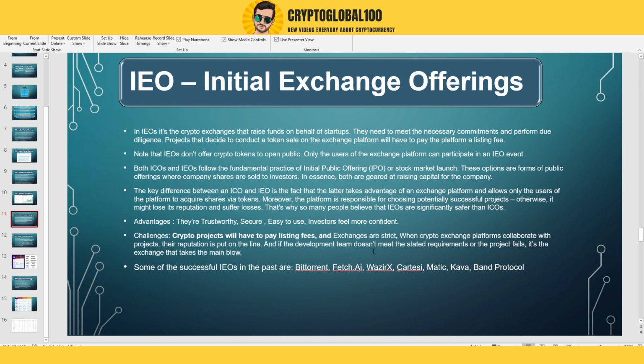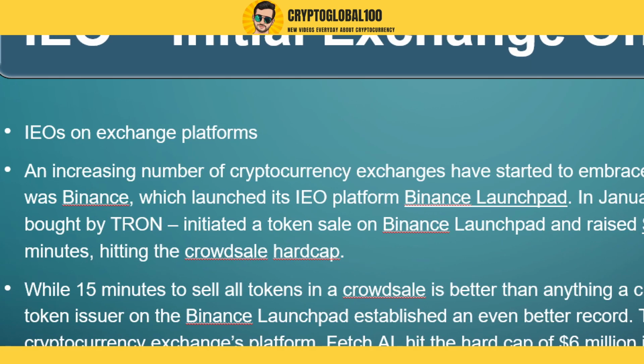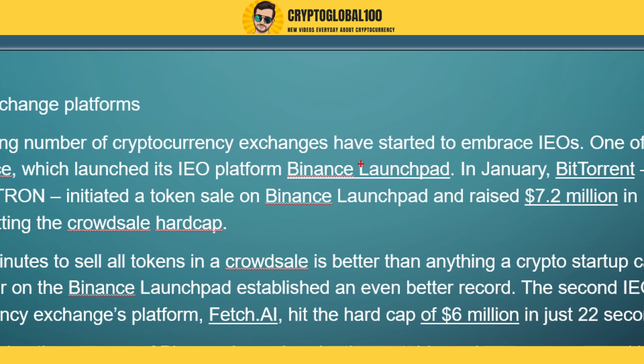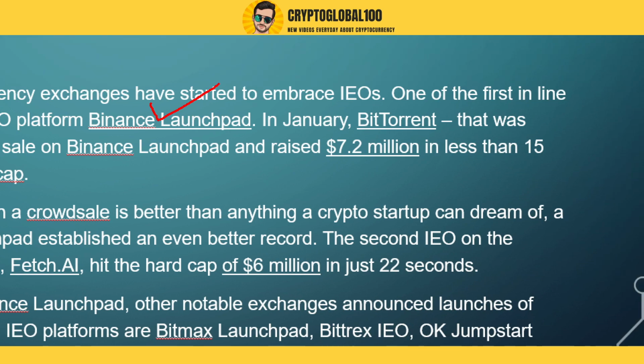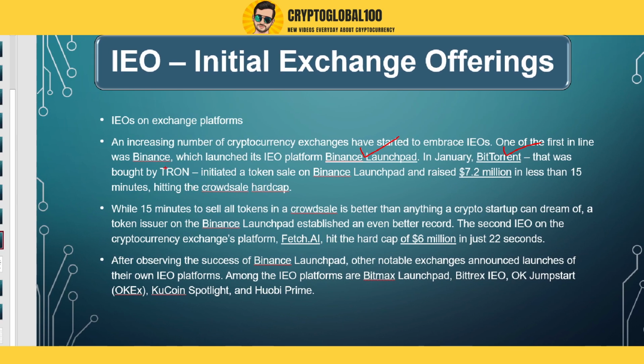Moving on, next up in the list: an increasing number of cryptocurrency exchanges have started to embrace IEOs. One of the first in line was Binance, which launched its IEO platform called the Binance Launchpad. You must have heard of it. In January, BitTorrent, the BTT coin that was bought by Tron, initiated a token sale on Binance Launchpad and raised $7.2 million in less than 15 minutes, hitting the crowd sale hard cap.